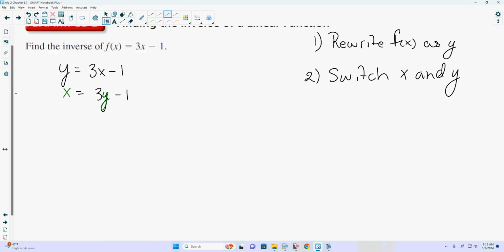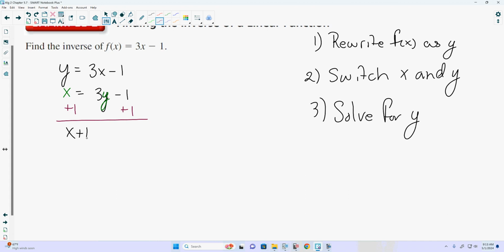Are you ready for step number 3? Solve for y. All that means is get y by itself. We flipped it, now we're getting y by itself. So the first thing we can do to get y by itself is add 1 to both sides, which will tell us that x plus 1 is equal to 3y.